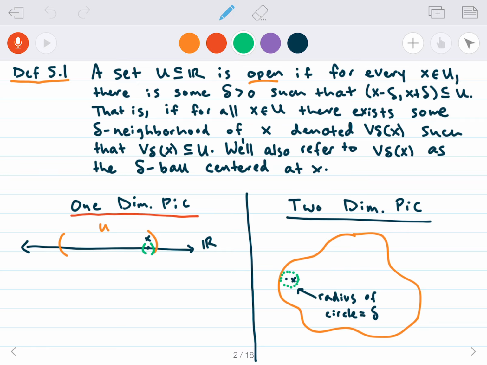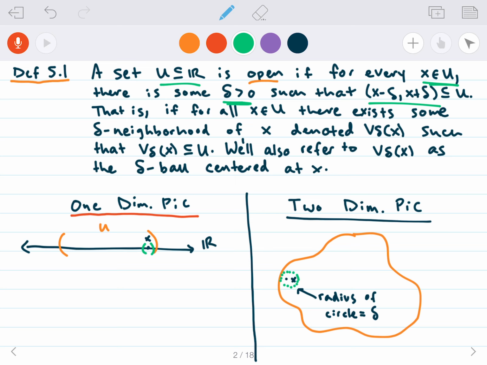Okay, so what's an open set in the real numbers? An open set in the real numbers is open if for every element x in that set, there's some positive delta such that the open interval from x minus delta to x plus delta is contained in the set U.